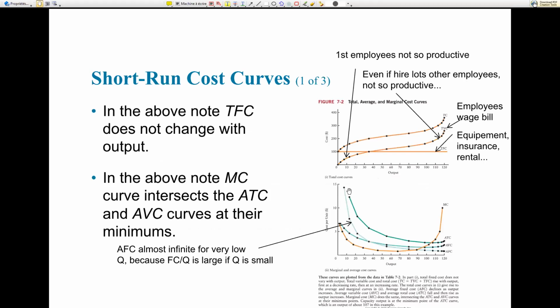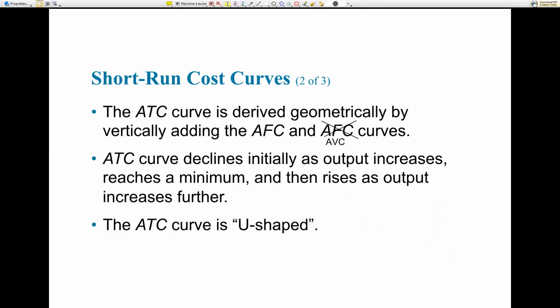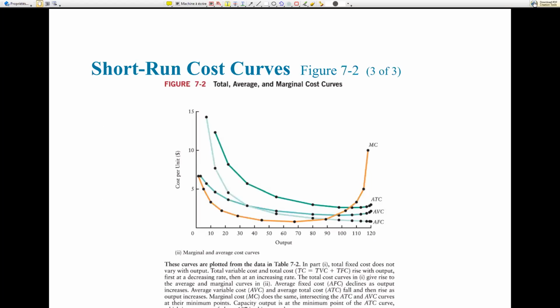So that's what we just saw there. Average total cost declines initially, but then if I just keep the restaurant as is and hire more and more people, it's almost impossible at some point to produce. I can never produce 1,000 Big Macs in a restaurant that was meant to produce 100 Big Macs, even if I hire 1 million workers. So that's what it means.